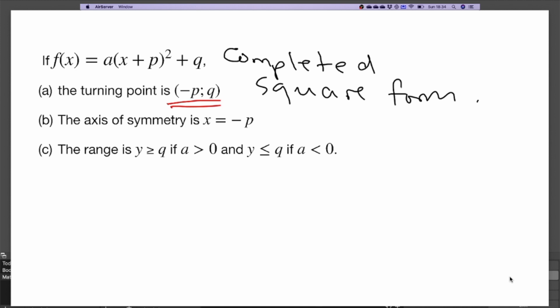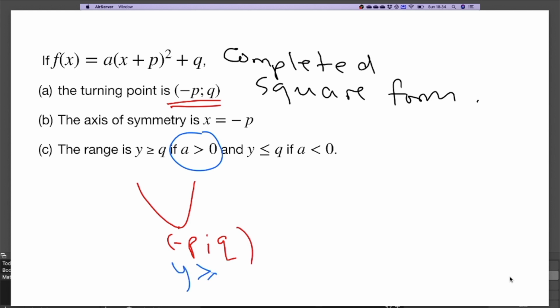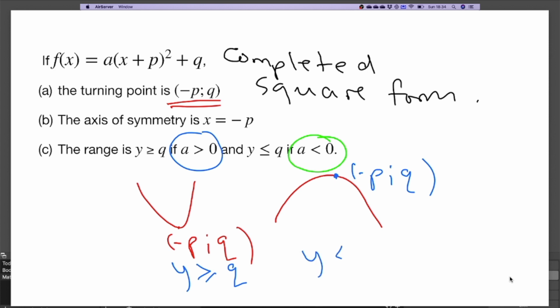Now the range depends on the value of a. Obviously, if a is positive, it means your graph is happy. And remember, the turning point is (-p, q), which means the range becomes y greater than or equal to q, because q there is the minimum value. If, however, the value of a is negative, then you know that your graph is the sad graph. If the turning point is (-p, q) again, then the range will be given by y smaller than or equal to q, because in this case, q becomes the maximum value.